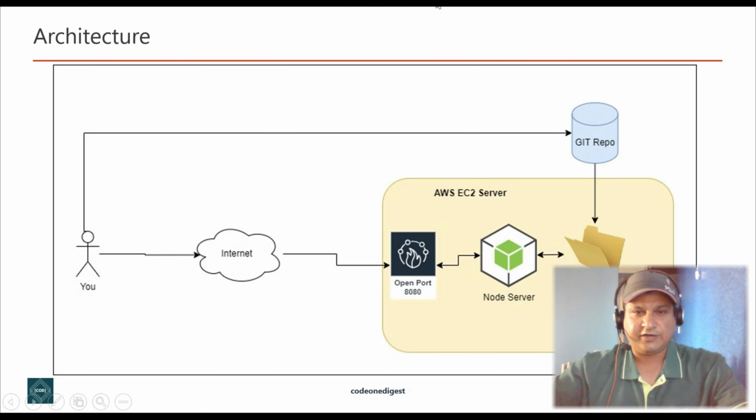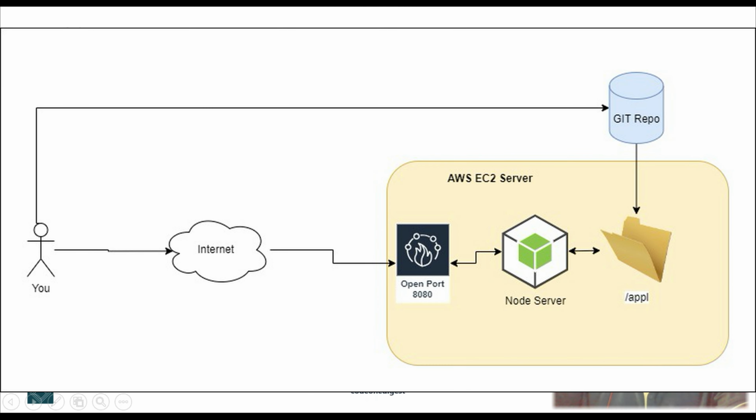Okay friends, so now let's understand the architecture, what we are trying to achieve today. As a user, I'll be creating the Node.js project locally. Once that local testing is done, then I'll be uploading all my code to my GitHub repository, right? So all my Node.js code and application files, everything will be loaded to the GitHub repository. Finally, I'll be setting up the AWS EC2 server.